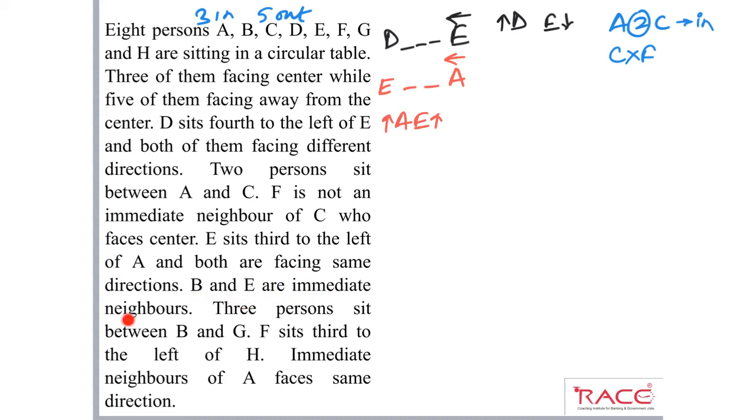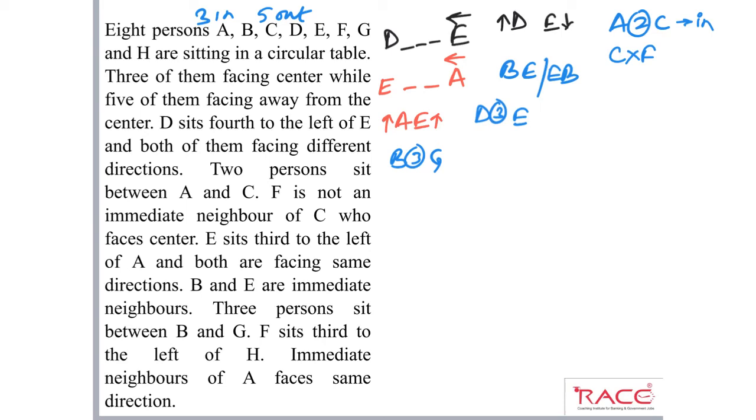Now B and E are immediate neighbors. So they are saying B and E are immediate neighbors. So BE or EB. 3 persons sit between B and G. So between B and G I have 3 persons. Here you can see between D and E again I have 1, 2, 3 persons. So I can also write it like between D and E I have 3 persons. So we have 3 persons between B and G and we have 3 persons between D and E.